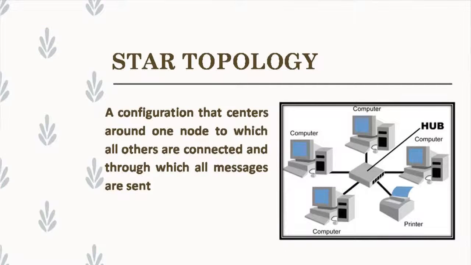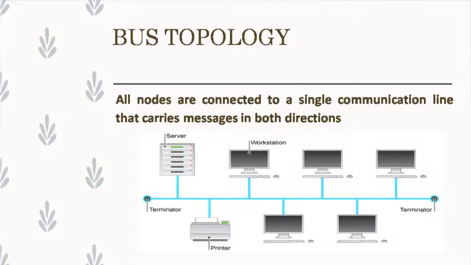A star topology means that there is a node which acts as a center and to which all the others are connected, and through this central node the messages are sent. In bus topology, all the nodes are connected to a single communication line that carries messages in both directions.